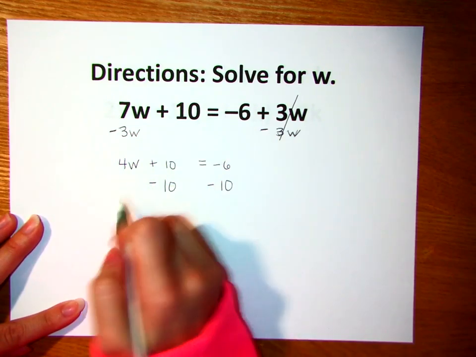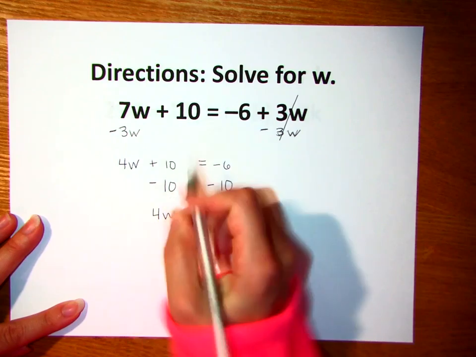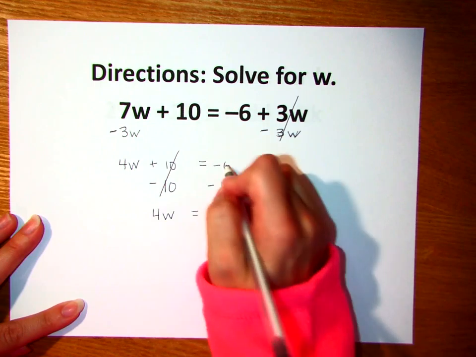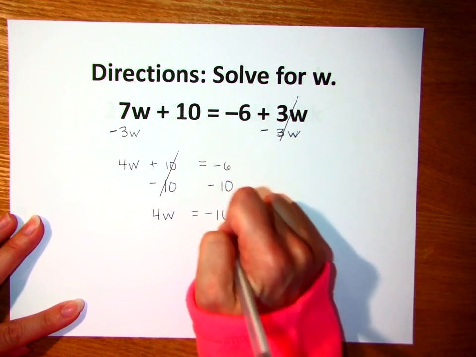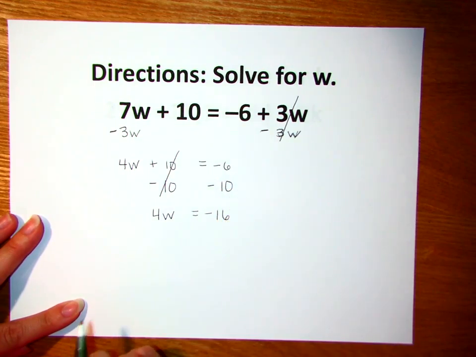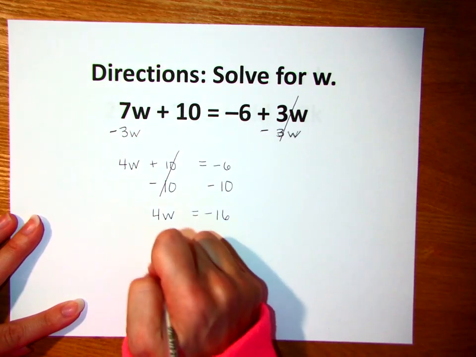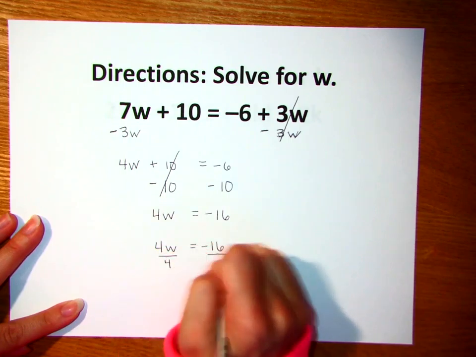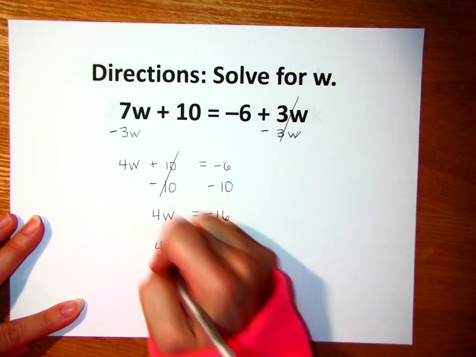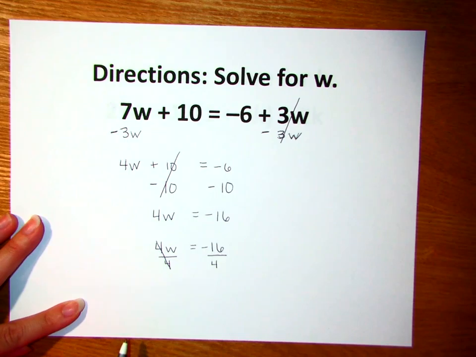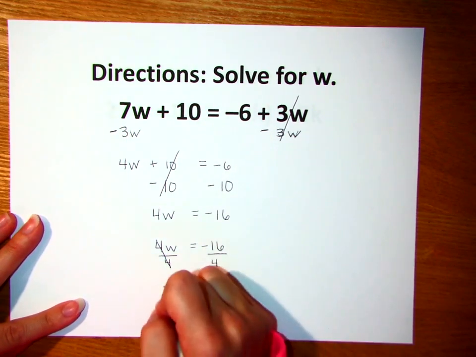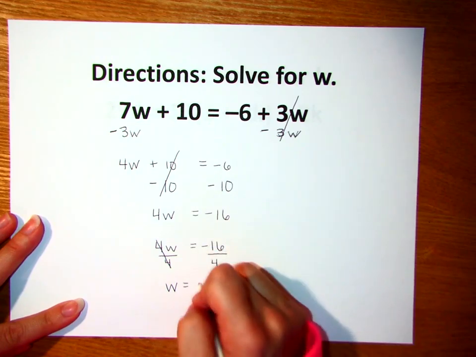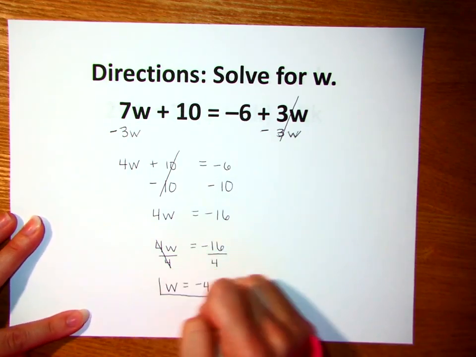So I bring down the 4w because I haven't used it. 10 minus 10 is 0. It cancels. Equals negative 6 minus 10 is negative 16. Now I have 4 times w equals negative 16. The opposite of multiplication is division, so we're going to divide both sides here by 4. These 4's cancel because 4 divided by 4 is 1. 1 times w is w. Equals negative 16 divided by 4 is negative 4. And that will be my final answer.